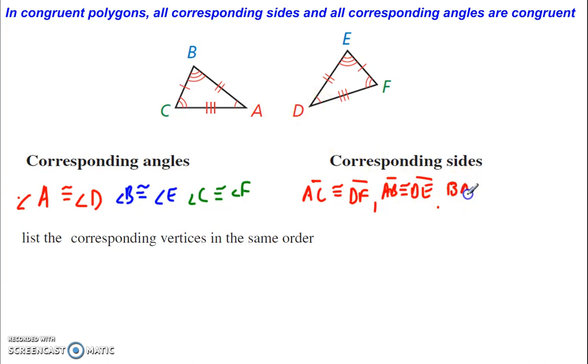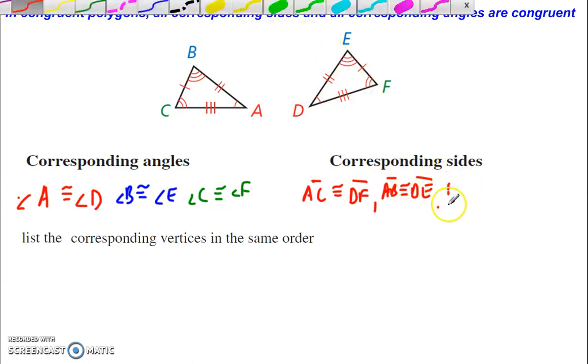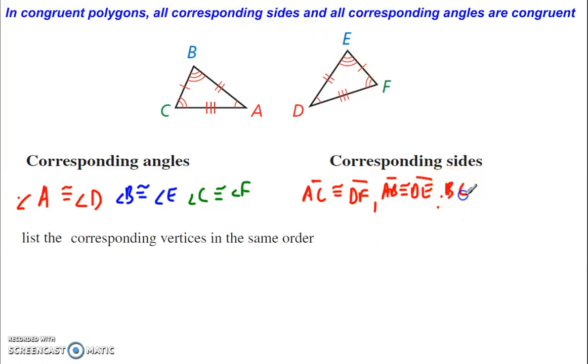Let's start on this other triangle. BA, BC. BC corresponds to EF. Make sure you always start at the corresponding one. So A corresponds to D, so we start with A, start with D over here. So list the corresponding vertices in the same order when you're making a statement.